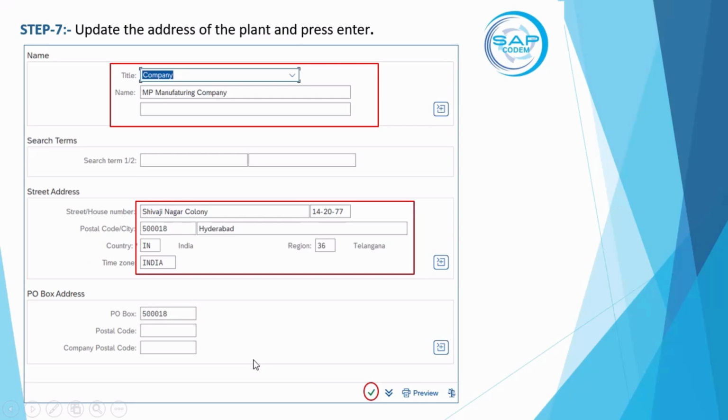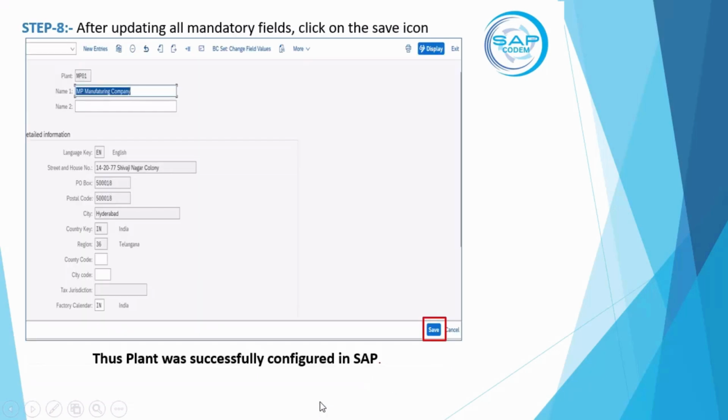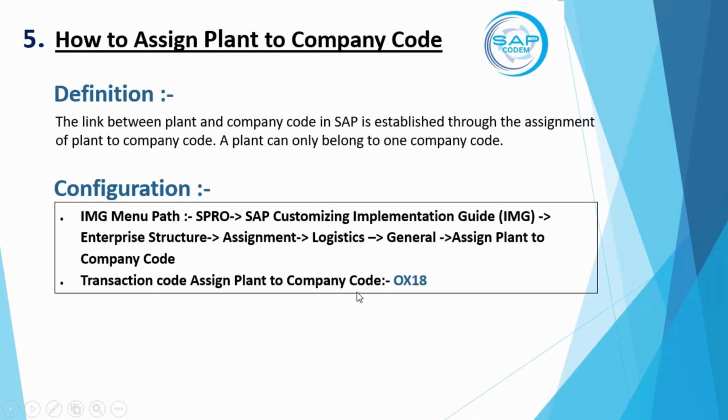After you enter, you click on OK and go to the next screen. Then here you have to define another. Okay, details we already done. Then after you enter all the details, you just save it. Then you have to assign plant to company code.